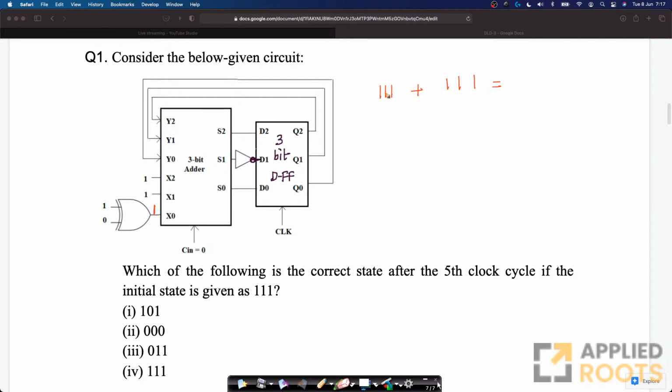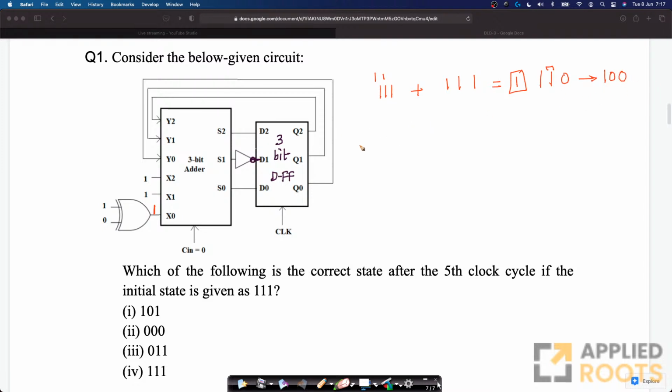So you have 1, 1, 1 plus 1, 1, 1. 1 plus 1 is 0, carry 1; 1 plus 1 plus carry 1 is 1, carry 1; again 1 plus 1 plus carry 1 is 1 and carry 1. We can just ignore the carry, so you get 1, 1, 0 here. Now to the middle bit, you have your NOT gate, which feeds into this. So this middle bit will get negated, and the output will turn into 1 0 0. We have to be slightly careful to avoid mistakes.